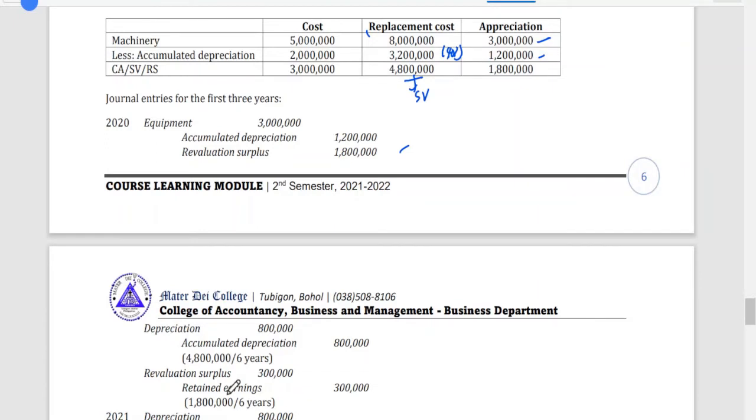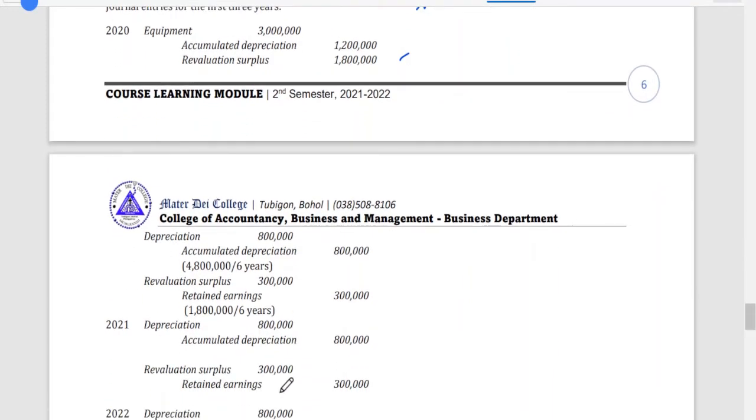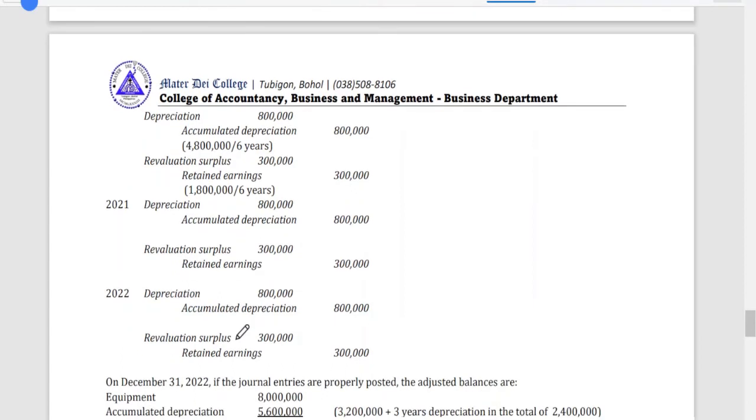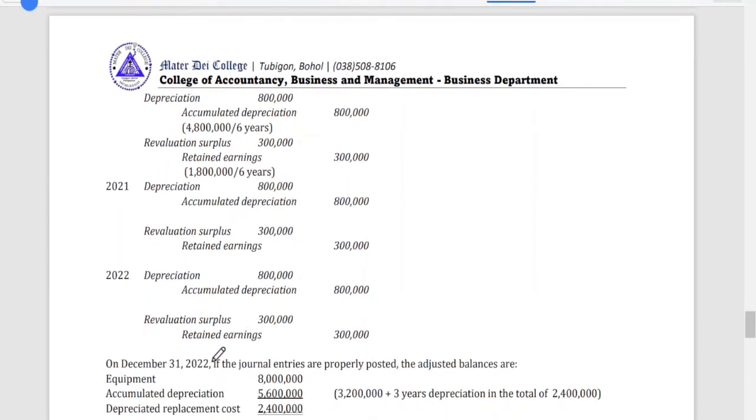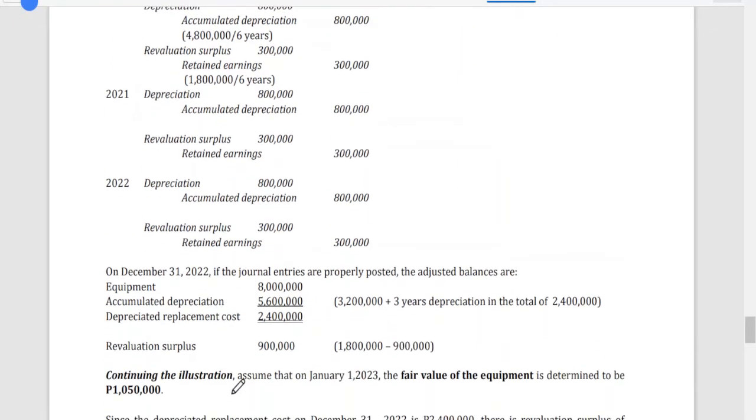Then piecemeal realization, that's 1,800,000 divided by 6 years. If there are no changes whatsoever, then the depreciation and piecemeal realization will be the same every year. Continuing the illustration, on December 31, 2022, what would be the balances of your equipment, accumulated depreciation, and revaluation surplus?